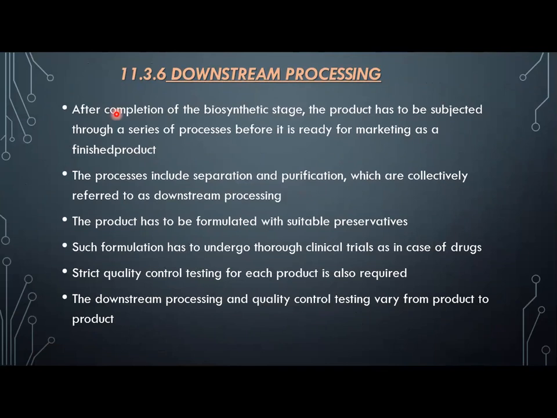The last topic of the chapter, downstream processing. After completion of the biosynthetic stage, the product has to be subjected through a series of processes before it is ready for marketing as a finished product. The processes include separation and purification, which are collectively referred to as downstream processing. The product has to be formulated with suitable preservatives. Such formulations have to undergo clinical trials, as in the case of drugs. Strict quality control testing for each product is also required. The downstream processing and quality control testing vary from product to product.